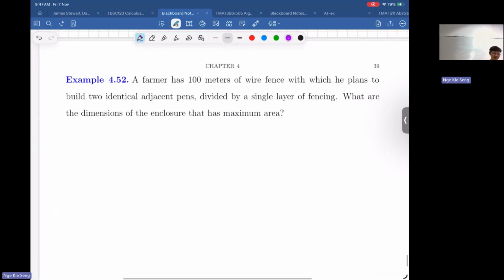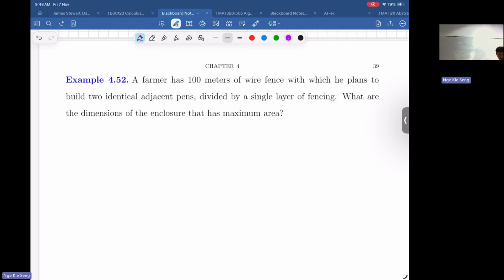Next, 4.5.2. Let's do this one and then we will break for 10 minutes. A farmer has 100 meters of wire fence, with which he plans to build two identical adjacent pens divided by a single layer of fencing. What are the dimensions of the enclosure that has maximum area?